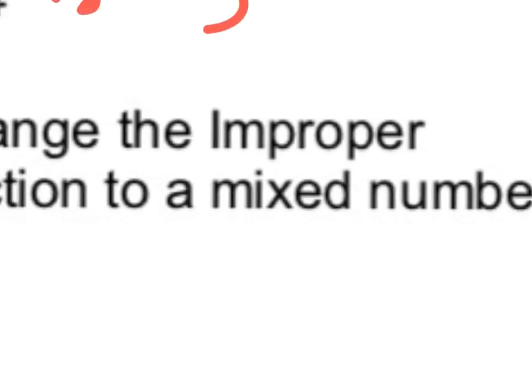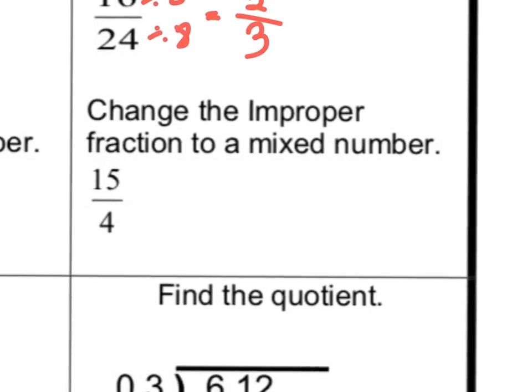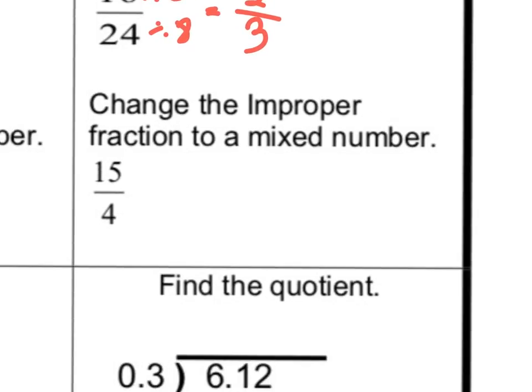On the next one, it says change the improper fraction to a mixed number. It's an improper fraction because the numerator is bigger than the denominator. So the way you would read it is 15 divided by 4. So all we need to do is do 15 divided by 4. 4 can go into 15 3 times because 4 times 3 is 12. Subtract that, will give us 3.